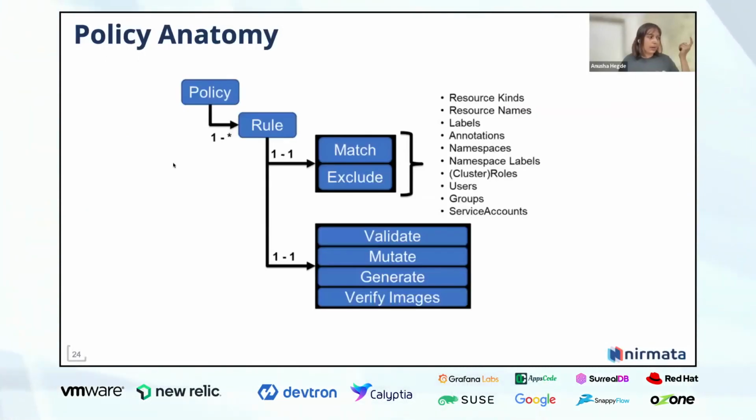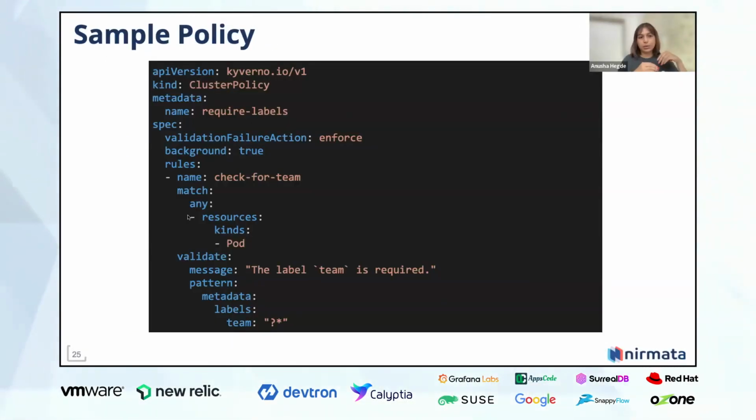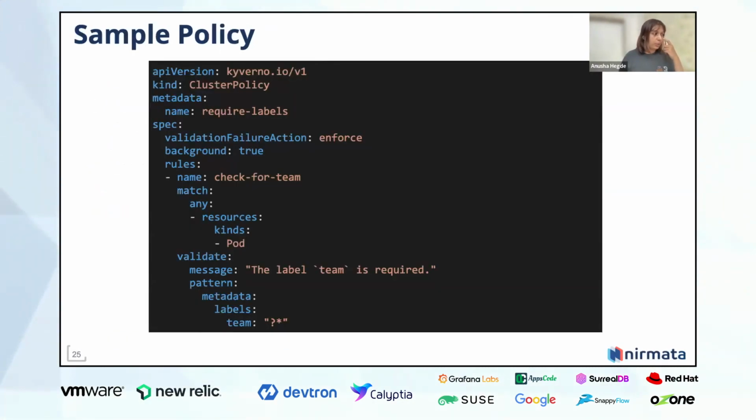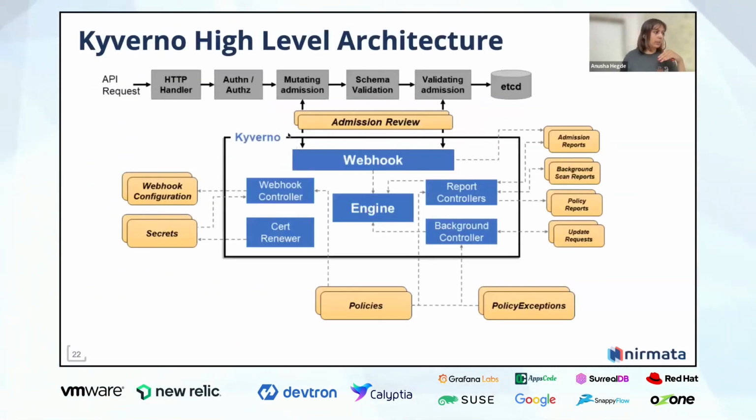It means if there are multiple rules over here, they are going to get applied in the order that you specify in the policy. One rule cannot override another. All mutation rules apply first regardless. And why is this? Suppose there was validate here and you have another rule type called mutate. Even though you have validate written first, the mutate is going to apply first because, as we saw in this diagram, mutating admission control always happens first and only then validation.